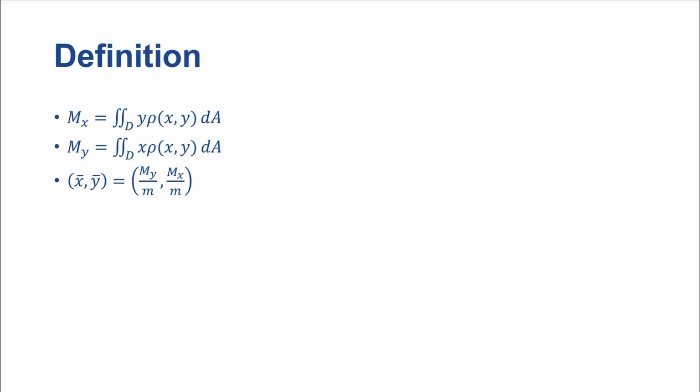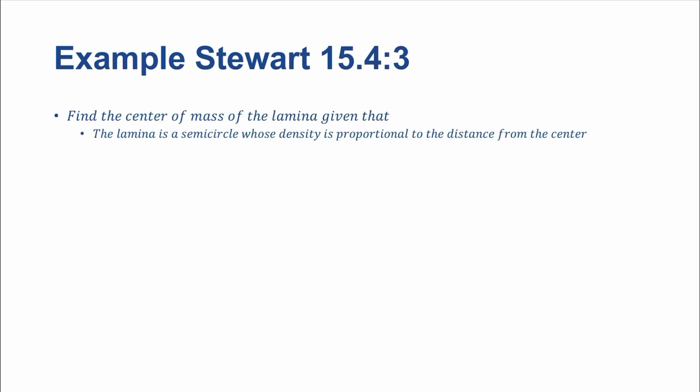Anyways, why don't we try an example here? So I'd like us to find the center of mass of the lamina, given that the lamina is a semicircle whose density is proportional to the distance from the center. So what do we have here? So we've got a semicircle. You see we're applying all of our polar stuff that we learned earlier. There's our semicircle, and let's say that we have a radius of a. And as a gets larger, our density is going to be proportional to that radius.